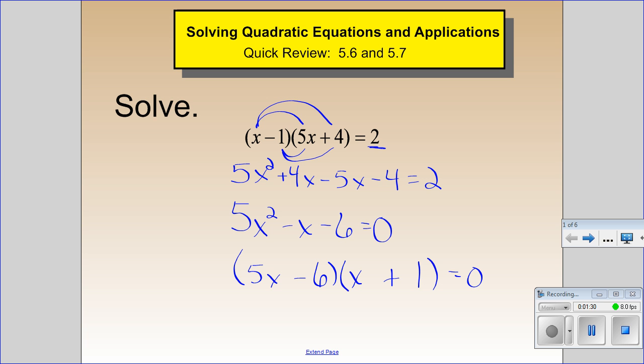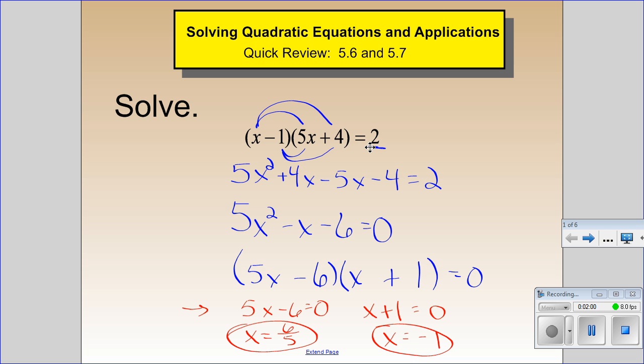Let me check my work. I'd get a positive 5x squared and a positive 5 and a negative 6x will give me my negative x. That's going to work. So now I have either x plus 1 equals 0 or 5x minus 6 equals 0. And when I solve both of these linear equations now, I can get x equals negative 1 or x equals 6 over 5.